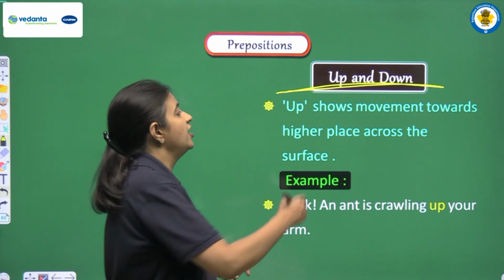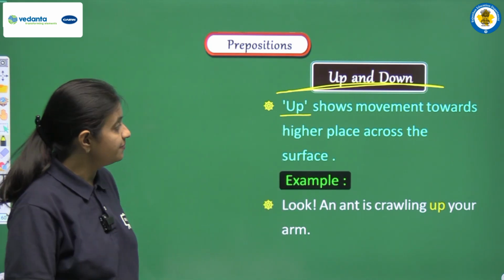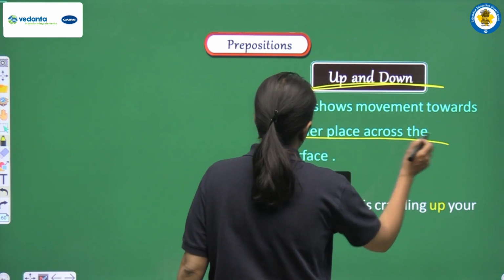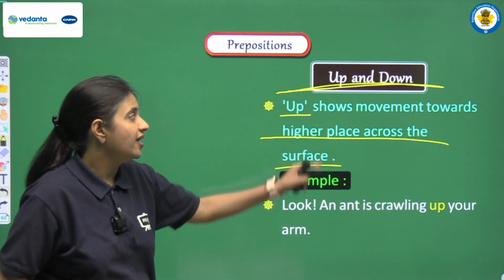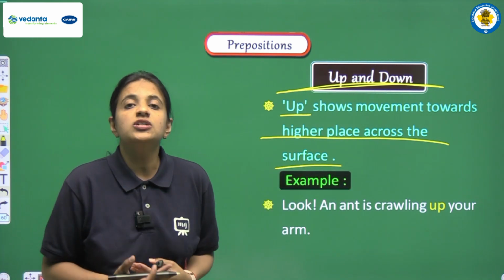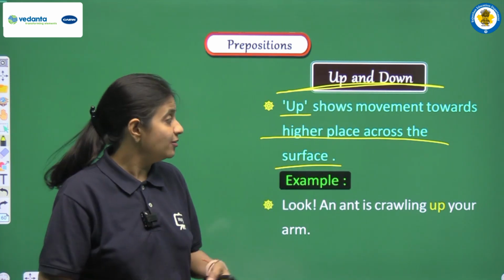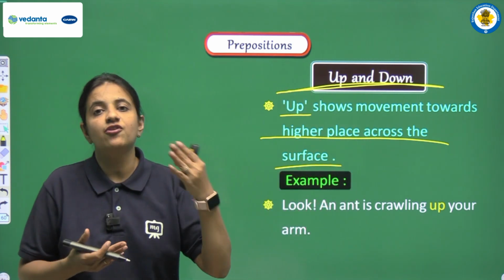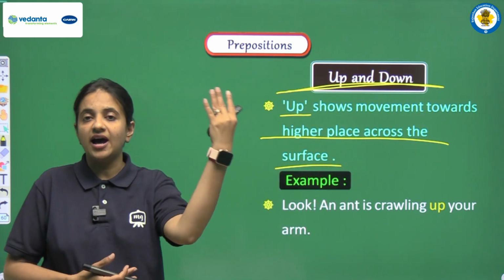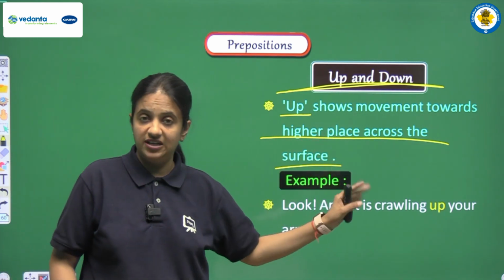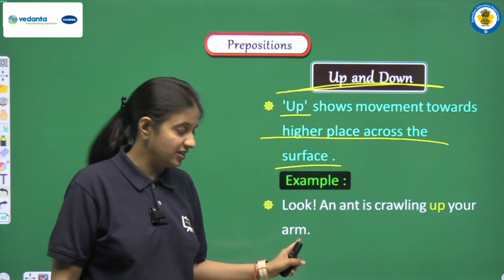So first of all, we are talking about up. Up shows movement towards a higher place across the surface. So if we have up in a sentence, with the help of up we can show some kind of movement, and that movement will be towards a higher place. It means from a lower place towards a higher place, and that movement will be across the surface. So we have an example to clear the thing.